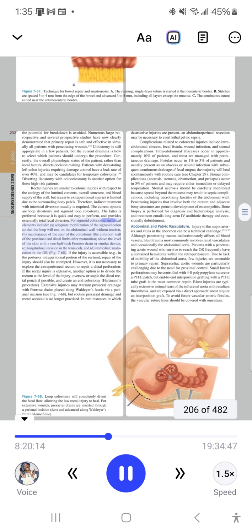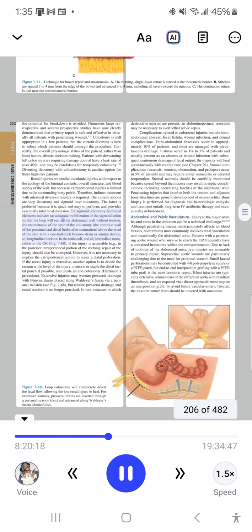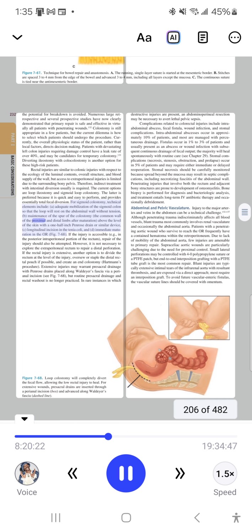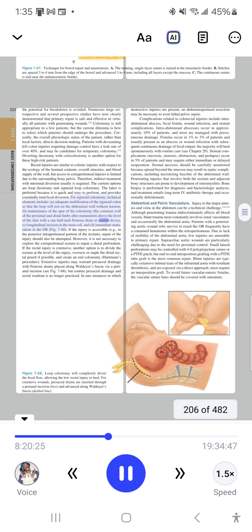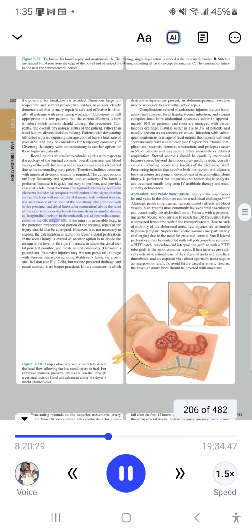For sigmoid colostomy, technical elements include the adequate mobilization of the sigmoid colon so that the loop will rest on the abdominal wall without tension, the maintenance of the spur of the colostomy, the common wall of the proximal and distal limbs, after maturation above the level of the skin with a 1/2 inch Penrose drain or similar device, a longitudinal incision in the tinea coli, and the immediate maturation.